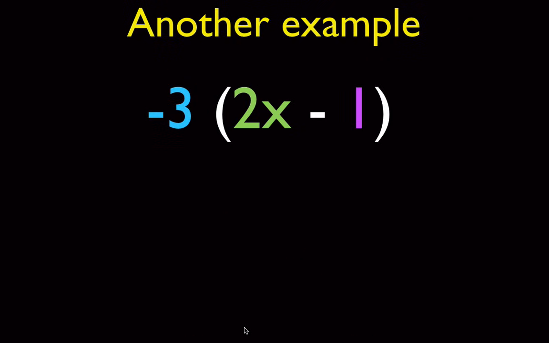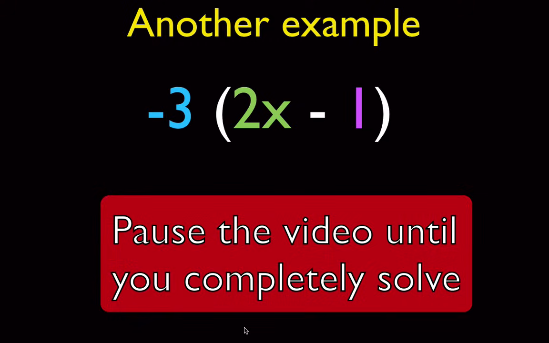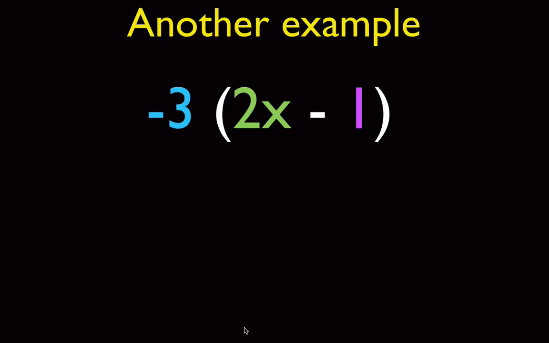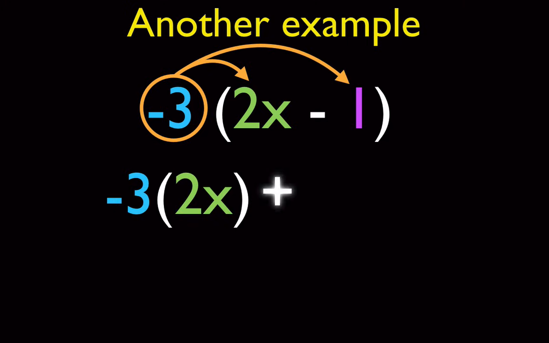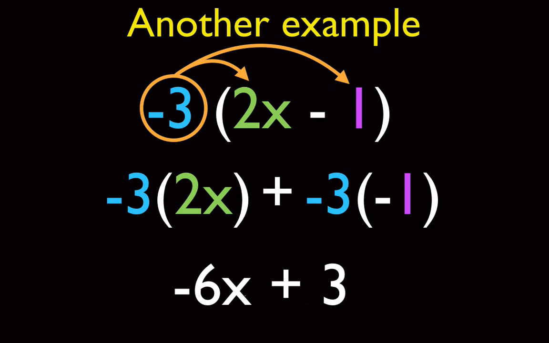Go ahead and pause the video really quick and give it a try. Okay, so what I would recommend you do is you circle the outside number, including the negative sign, and multiply each piece. That's going to give me -6x, and that's going to give me -3 times -1 is +3. The reason I have that plus sign in the center is just to remember that you're multiplying a negative times negative on the right side. So I end up with -6x from this part being multiplied, and -3 times -1 is +3.